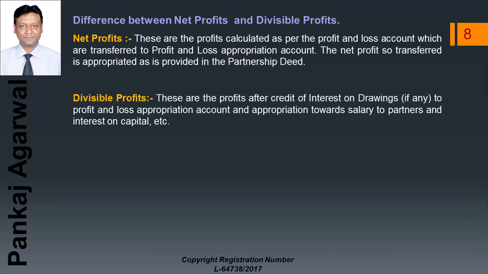Whereas divisible profits are the profits after credit of interest on drawings to the profit and loss appropriation account and appropriation towards salaries, commissions, interest on capital, and any creation of reserves, etc. After that, what we get is known as the divisible profit. That means it is the net total profit available for distribution among the partners.